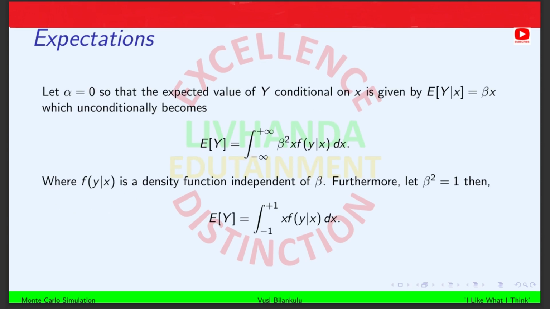Technically, to estimate an outcome of a specified linear regression model, let alpha equal 0, so that the expected value of y for a given real x value is just the product of beta and x, as shown on this slide. Through standard integration methods, an unconditional expected value of an outcome can be represented as a dot product function of beta squared and the conditional density function of y given x. Now, by letting beta squared equal 1, the integration region is effectively restricted. In practice, as we shall see next, this further simplifies integral computations during simulation.